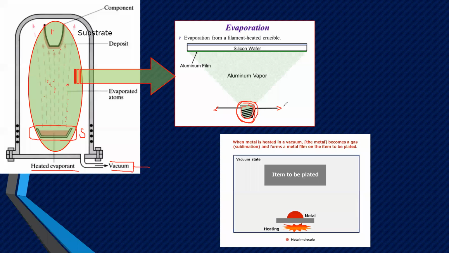If we apply some amount of current and voltage, the filament is heated and aluminum vapor is formed. The aluminum particles are evaporated, and that triangular shaded portion indicates the aluminum vapor. After evaporation, those aluminum atoms are deposited onto the silicon. So here the substrate is in the form of silicon wafers; the substrate is nothing but silicon wafers.